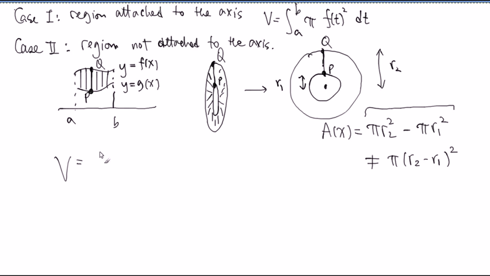Volume is the integral from A to B of the cross-sectional area. Would somebody like to volunteer for this? Area of the outer disk. What is that? Pi times f of x squared, thank you, minus pi times the inside square, g of x squared. This time, the order matters, because you're subtracting.